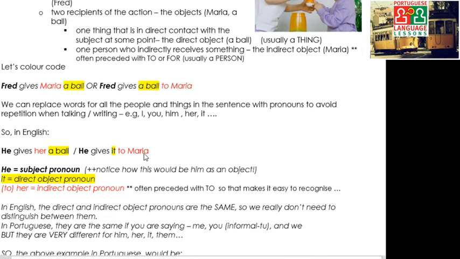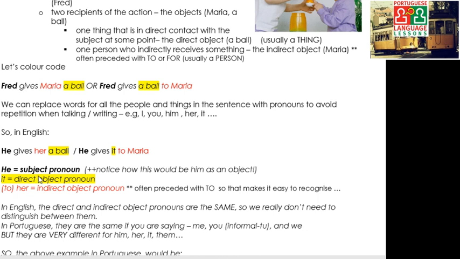So let's color code to help us. Fred gives Maria a ball. Fred gives a ball to Maria. We can replace the words for all the people and things in the sentence with pronouns to avoid repetition when we're talking or writing. I, you, him, her, it. So in English, replacing two of the three: He gives her a ball. He gives it to Maria.